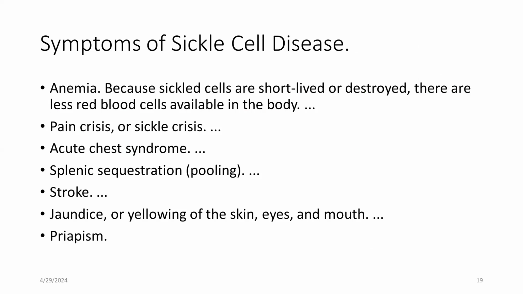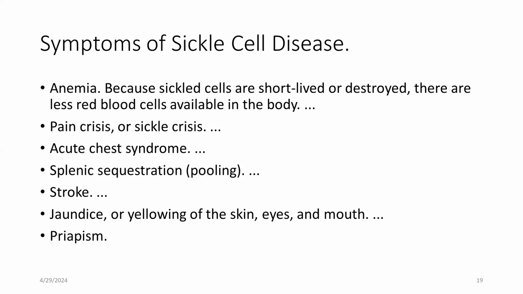So there will be anemia, of course. We have already told you in the previous slide, there will be pain crisis, and why the pain crisis will happen. It's also called sickle crisis. This is the primary and acute symptom, and it is basically the telltale sign of sickle cell. Acute chest syndrome and stroke happen because of the clogging of the sickle-shaped cells in the vessels, and splenic sequestration as well.